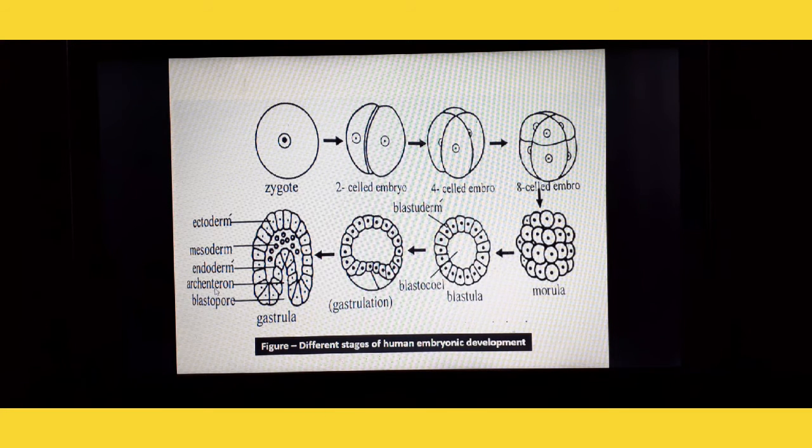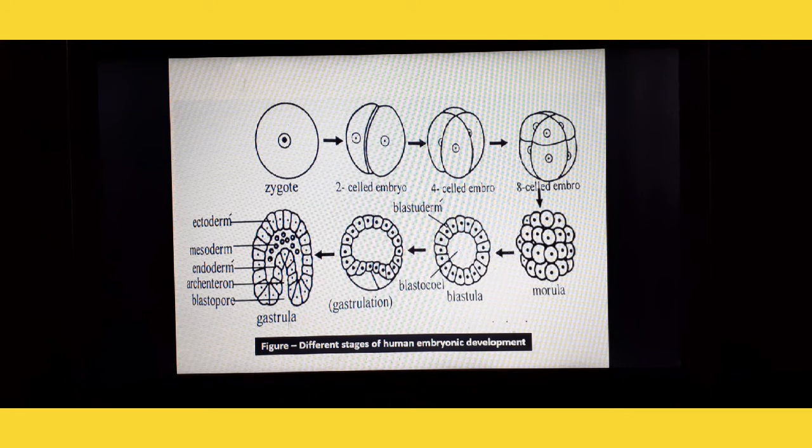Then, archenteron and blastopore. The internal fluid filled cavity of the gastrula is known as archenteron. Dear students, I repeat this. The internal fluid filled cavity of the gastrula, this one type of cavity, is known as archenteron. It opens through a pore called the blastopore.